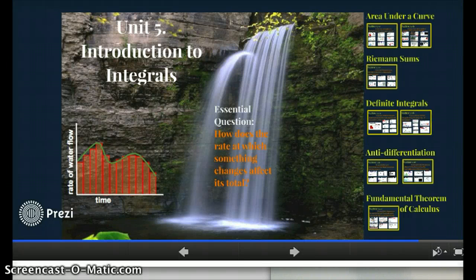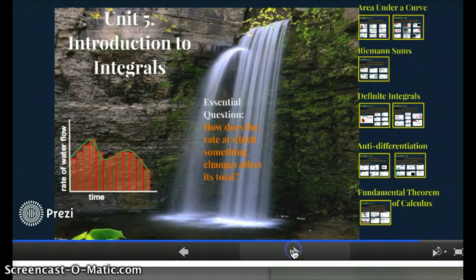Welcome back to Unit 5. We're going to talk about the fundamental theorem of calculus here.